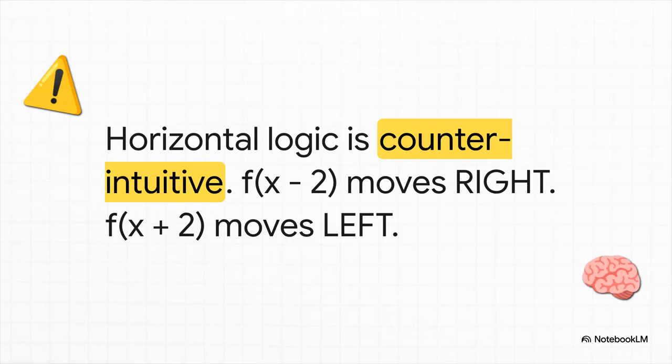And here it is. This is the single biggest trap that people fall into with transformations. The logic is totally backwards from what your gut tells you. To move the graph to the right, you actually subtract inside the function. To move it left, you add. Now, why is that? Well, you're solving for the x value that gets you back to your original starting point. So for f of x minus 2, you'd need x to be positive 2 to make the inside 0, right? That's a shift to the right.